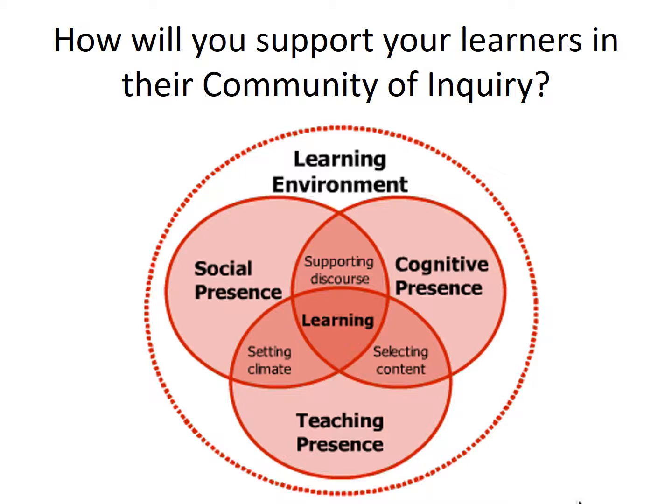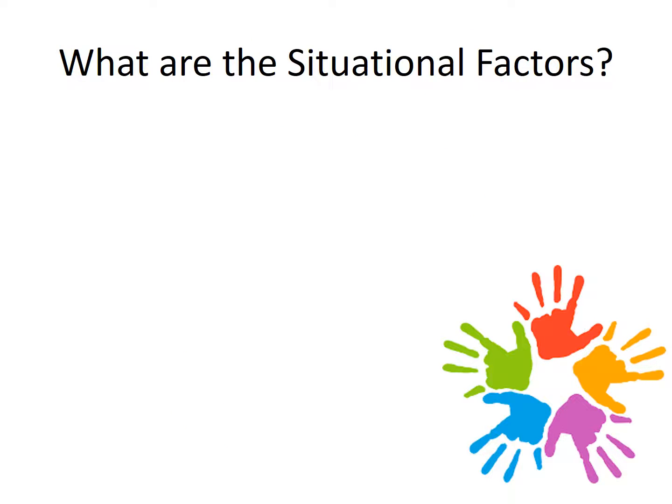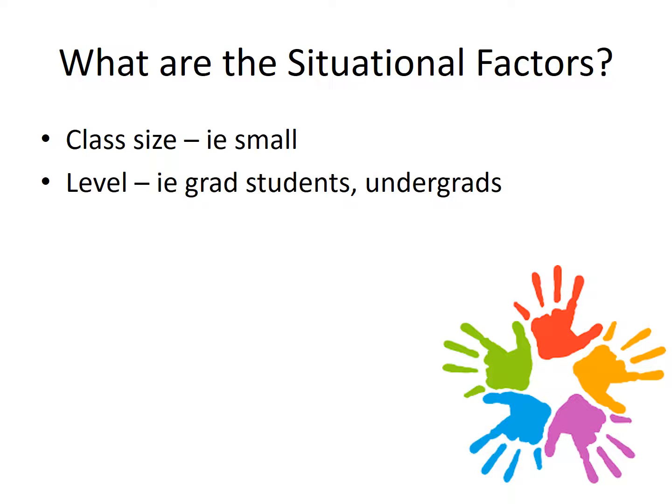So before we dive in further, we're going to take a bit of a detour now and just think a little bit about what some of the situational factors are that you need to think about and take into consideration when you're designing an online course. So first of all, the class size, for example, is it large or more likely in the case of this program, a smaller class size? And what is the level? So we need to select strategies that are appropriate to graduate students and our expectations for them.